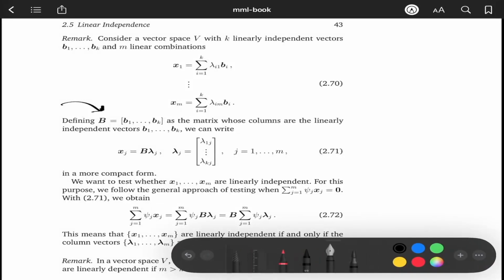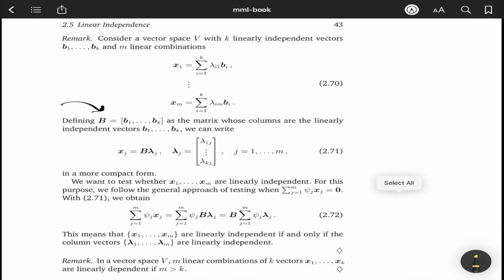And they want to test if this new set of vectors is linearly independent or not. So what they're doing is they take all these x's, sum them up, and put a new scalar in front, and check if it's still a null vector or not. That's what they're doing here. So now is the trick, I guess.